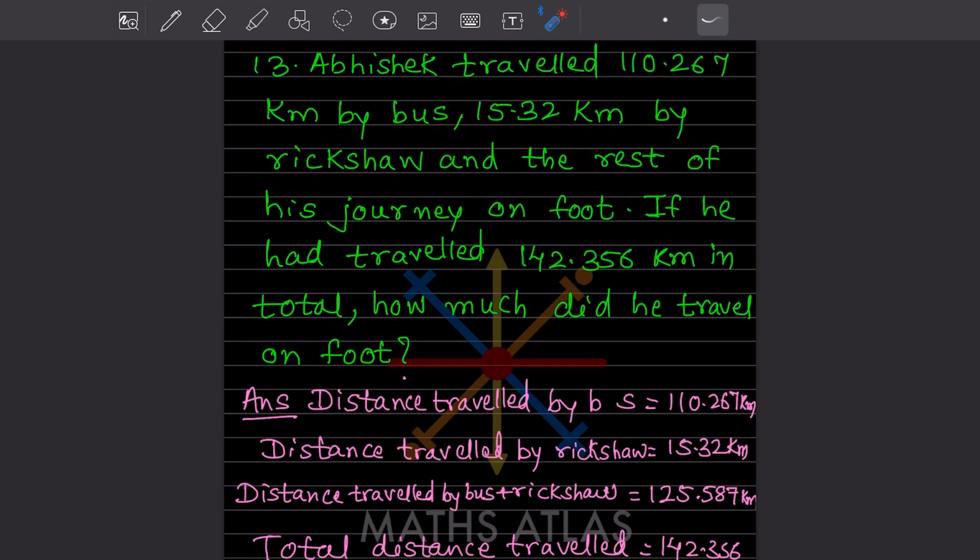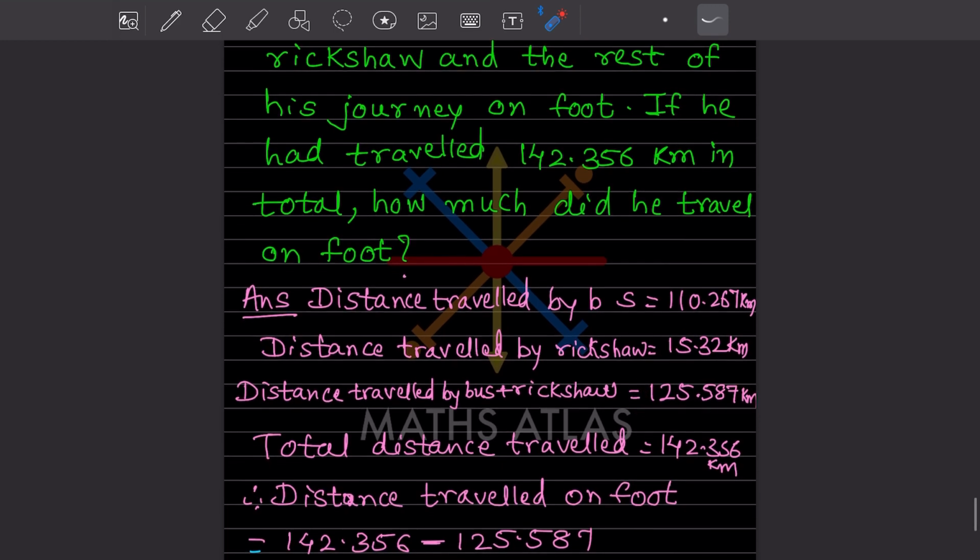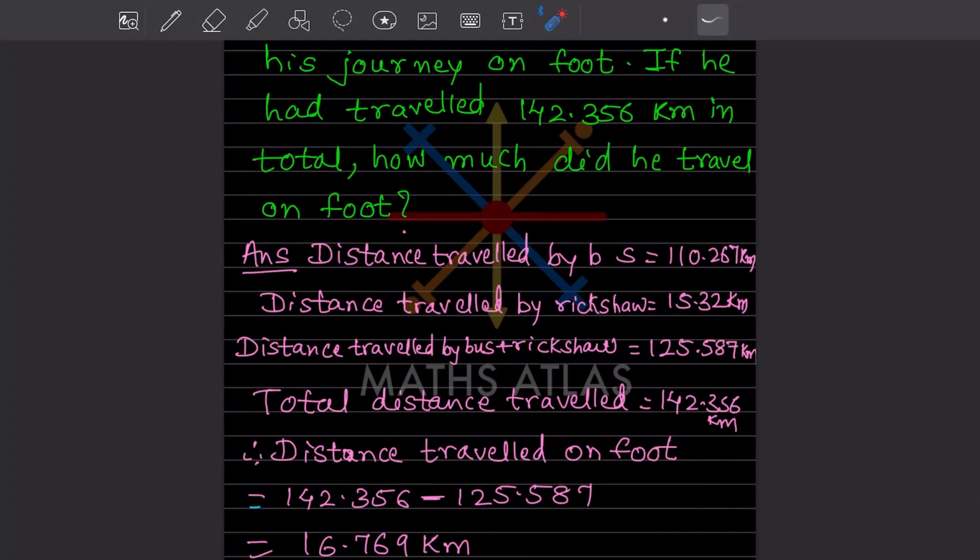So the distance traveled by bus plus rickshaw, first we have to write. How much is that? You have to add this one. They said he traveled 142.356 kilometers in total, so this is the total that is given. And the distance traveled by bus and rickshaw is this much. So from that we can calculate how much he traveled on foot. We are going to take 142.356 minus this number. This is the distance traveled on foot.